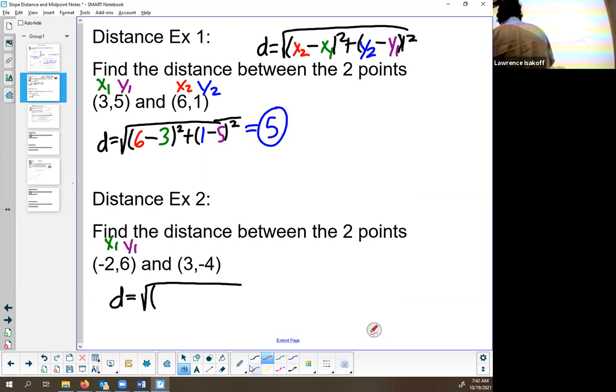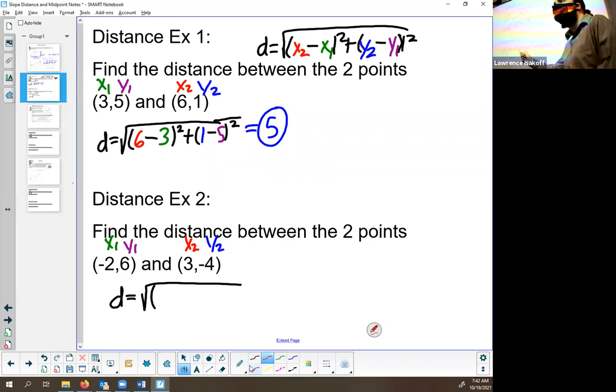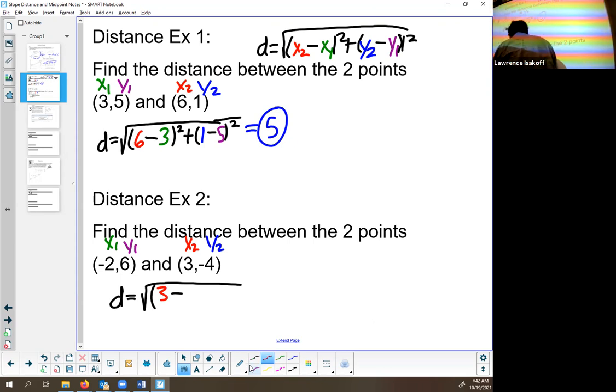Then I have X2 and Y2. So what should be the first number I'm plugging in here? X2, which is 3. So I'm going to do 3 minus, now what's my x1 value?